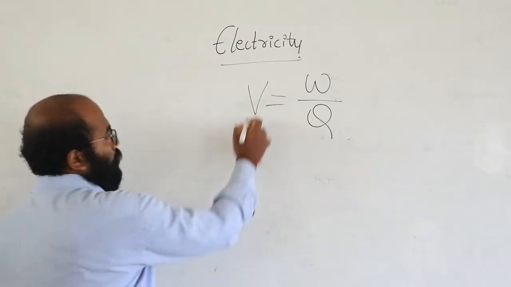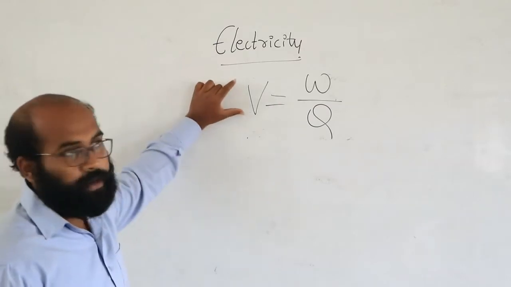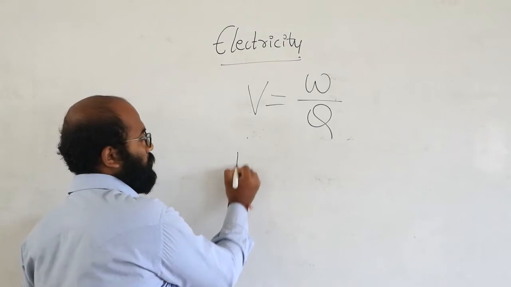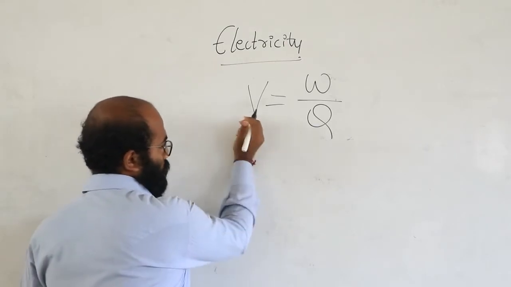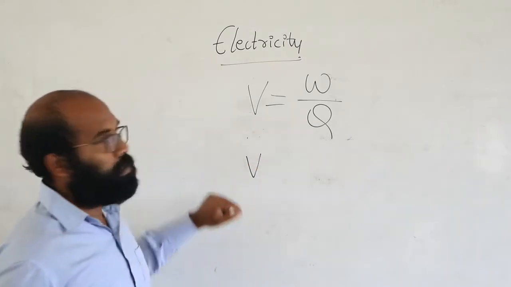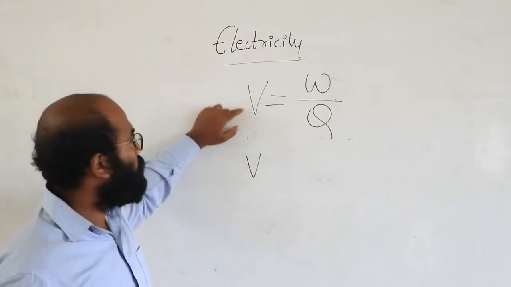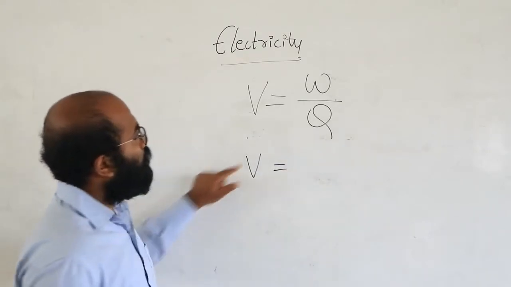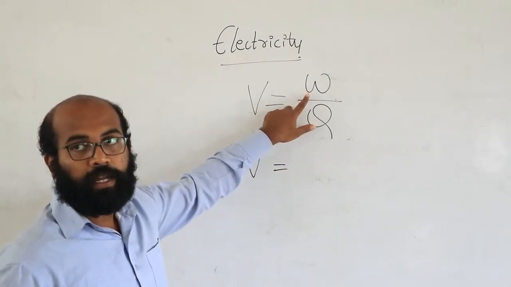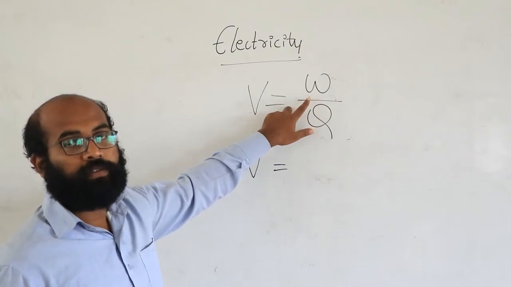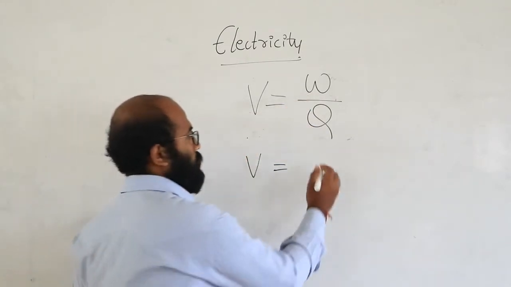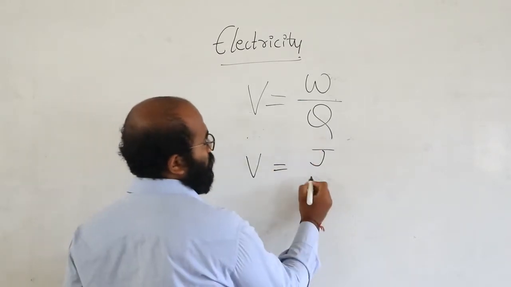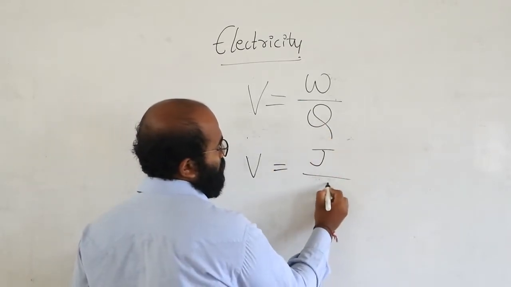What is the SI unit of potential difference? As I told you earlier, the SI unit of potential difference is volt. So both are represented the same. This is capital V, and this is also capital V. The SI unit of work is joule, as we have studied in class 9. The SI unit of charge is coulomb.